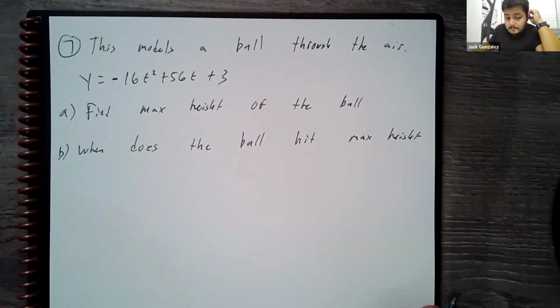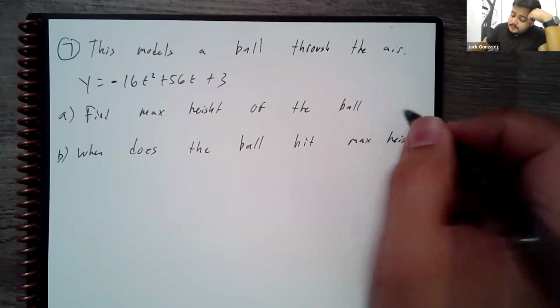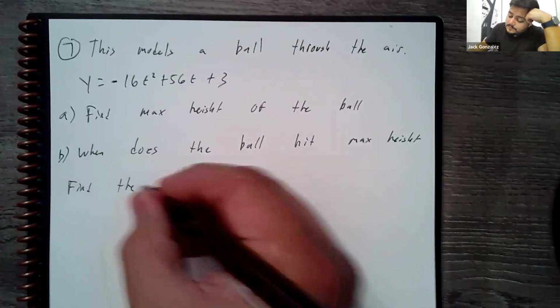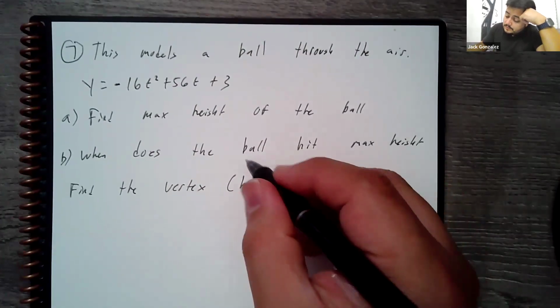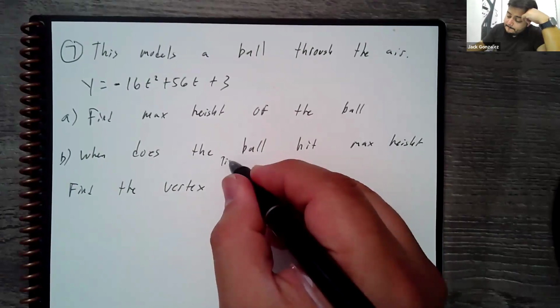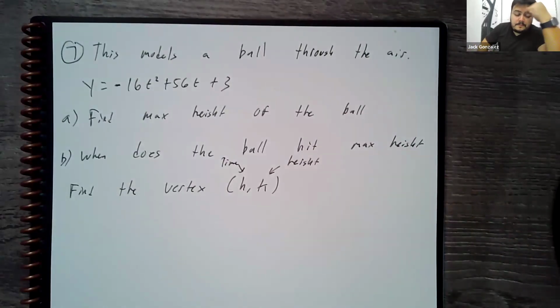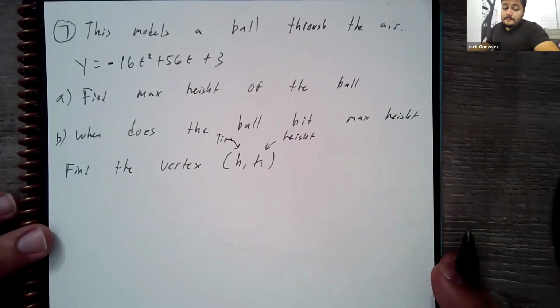So this is my, basically find the vertex HK, where this is time, and this is your height.